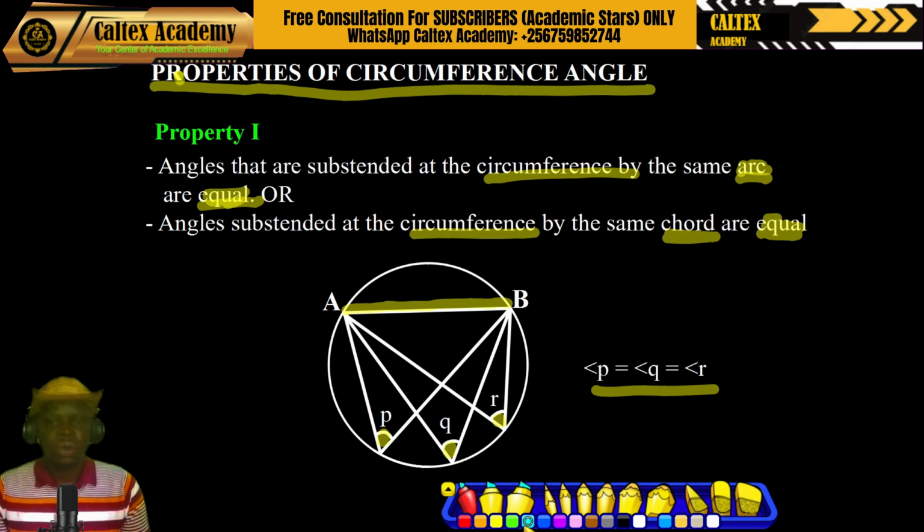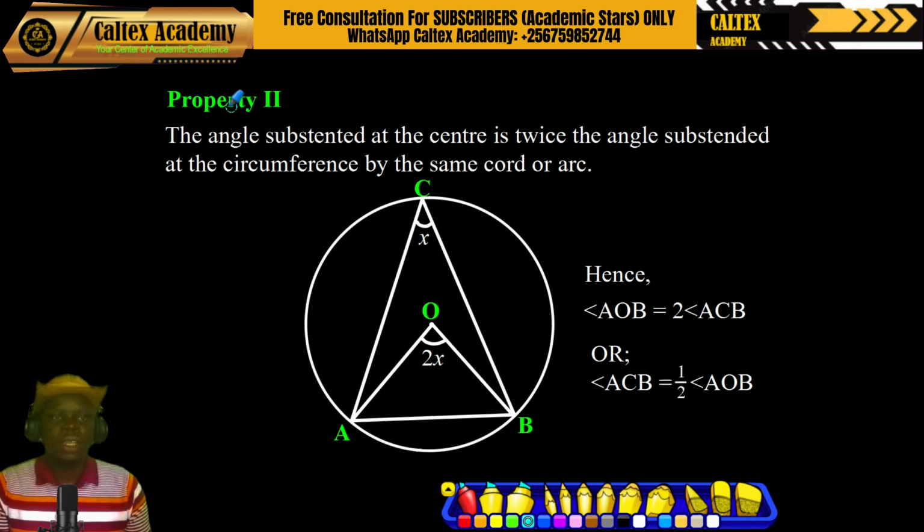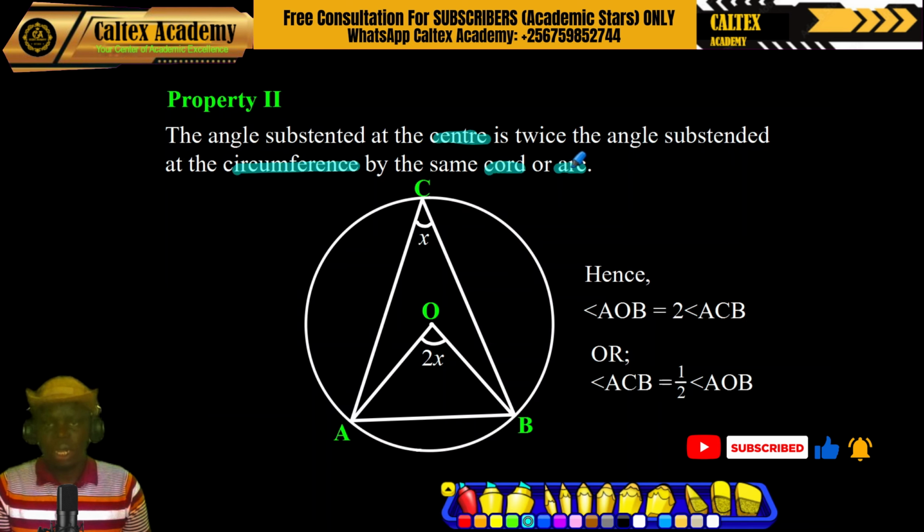Let's move on and take a look at property number 2. For this second property, it says the angle subtended at the center is twice the angle subtended at the circumference by the same chord or arc. Now let's take a look at it here. We have a chord AB, or we have an arc AB. An angle is the intersection of two lines. So line AO and line BO meet at this point and that forms an angle here.